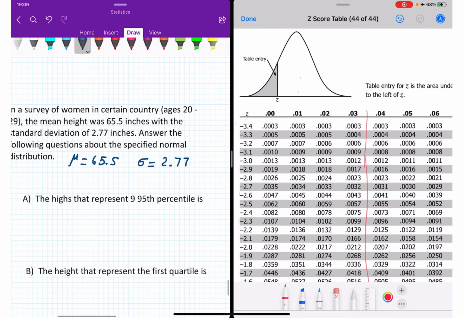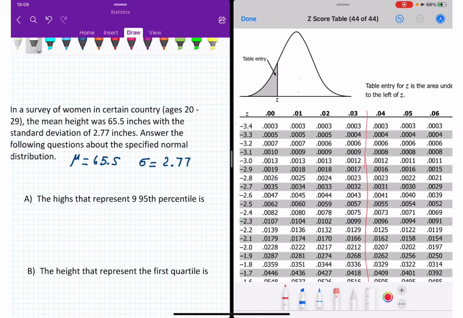The height that represents the 95th percentile, so is, okay, 95%. That means, right? We want to find out, let me show you.